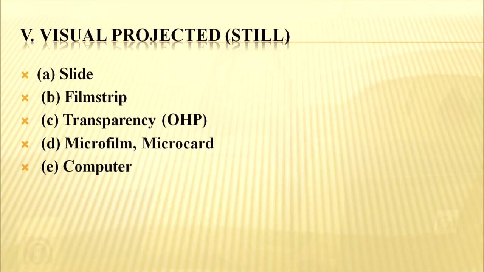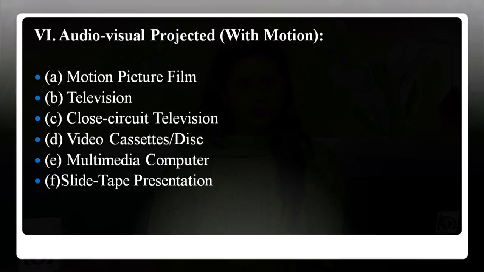hologram. Fifth one is visual projected, that is still, and it includes slide, film strip, transparency or overhead projector, microfilm, microcard and computer. And the last one is audio visual projected, that is with motion, and it includes motion picture film, television, closed circuit television, video cassettes or disc, multimedia computer and slide tape presentation.